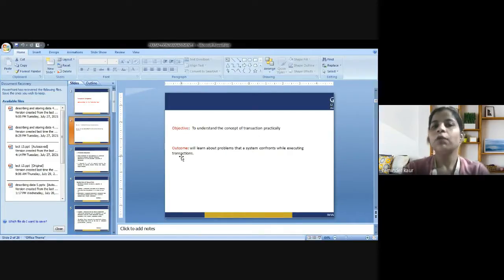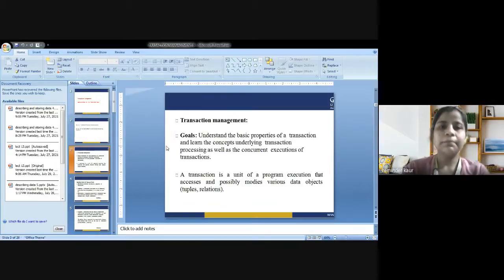In addition, what would be the outcome? You will be able to operate transactions smoothly. So what is the goal of transaction management? Before discussing the goal of transaction management, let's discuss the meaning of a transaction, why we need a transaction, what the process of a transaction is, and what the different types of transactions in DBMS are. So let's discuss what a database transaction basically is.